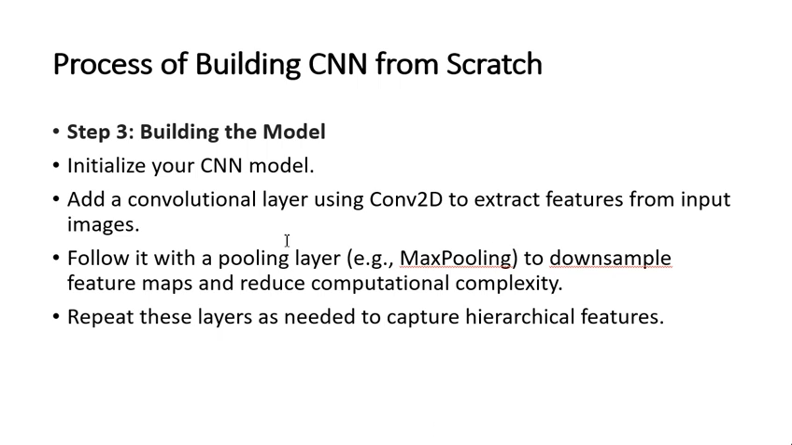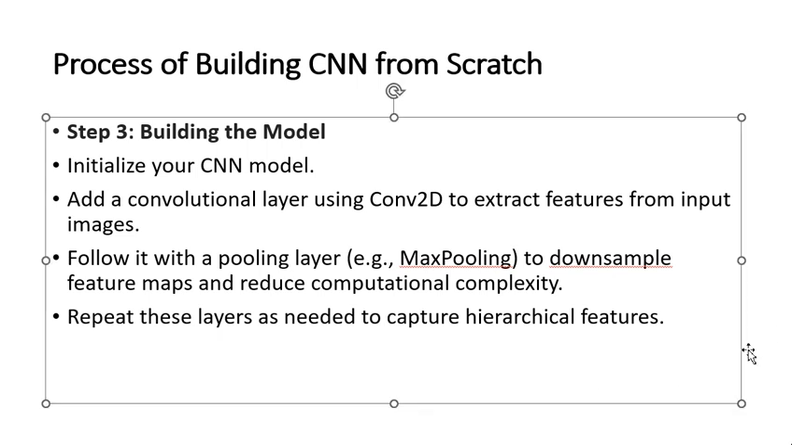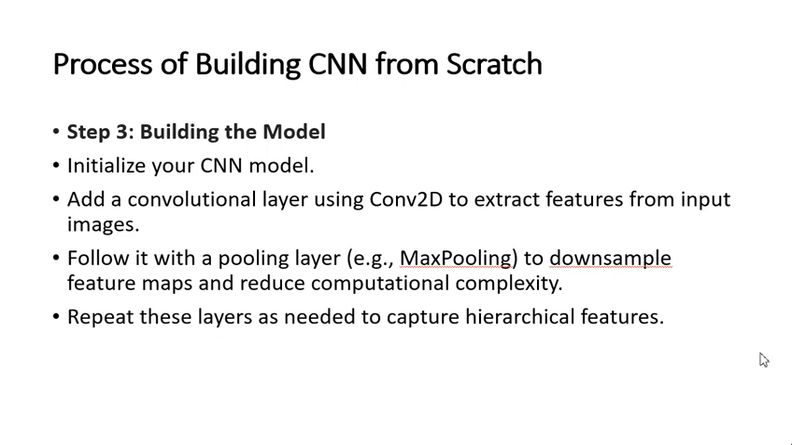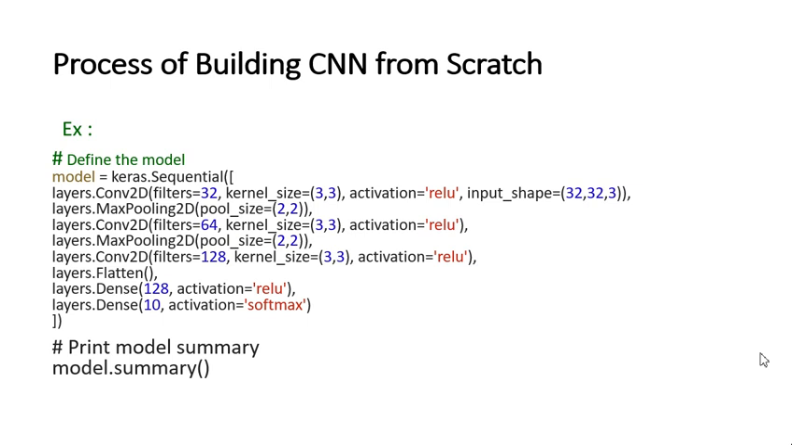And we have to add a convolution layer and follow it with a pooling layer. So we need to write that code. This is building the model. I will show you an example. This is just an example, not the complete code, but this is the initial procedure to follow to build the CNN.